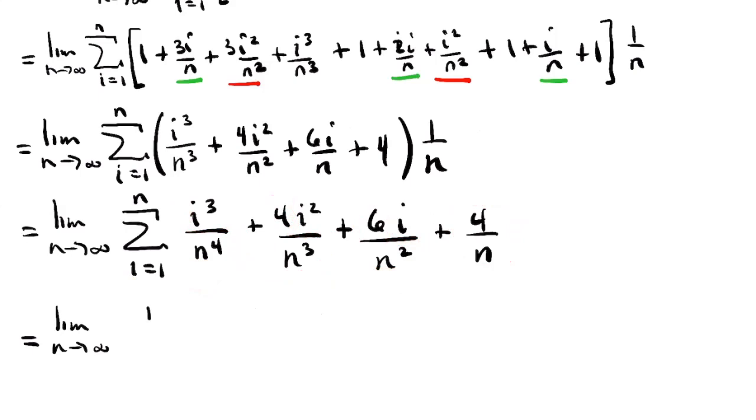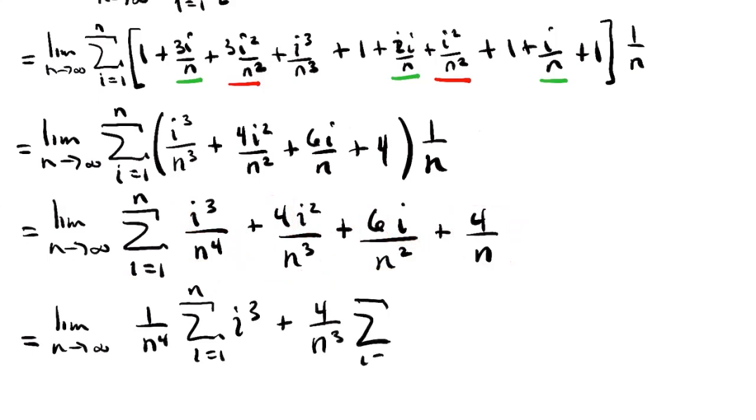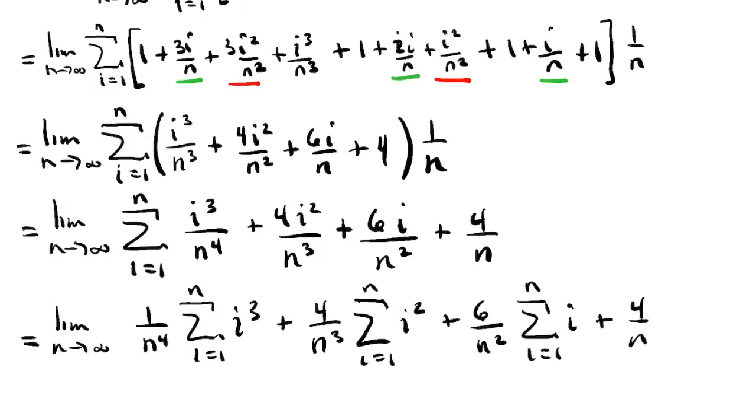So 1/n⁴ is a constant with respect to i, and it would be times the sum as i goes from 1 to n of the cubes. Same thing with the 4/n³, times the sum as i goes from 1 to n of i². 6/n² is a constant with respect to the index. 4/n is a constant with respect to the index. Okay.